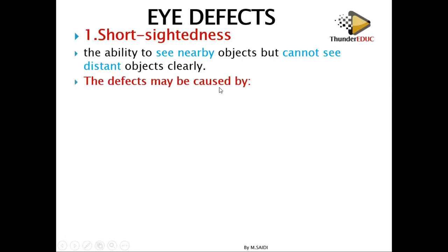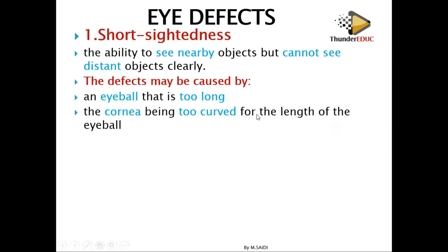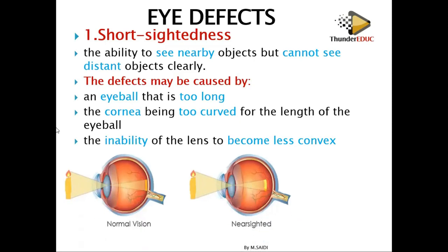This defect may be caused by, number one, the eyeball being too long. It means that the eyeball is too long, whereby the image is formed in front of the retina. Number two, the cornea is too curved for the length of the eyeball. If it is too curved, then the light is being bent too much compared to how it's supposed to be bent. The image then forms in front of the retina. And number three, the inability of the lens to become less convex. If it can't become less convex, then the light will be bent more, and then it forms in front of the retina.